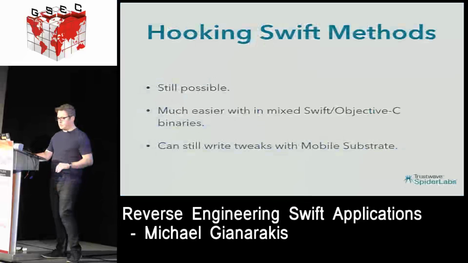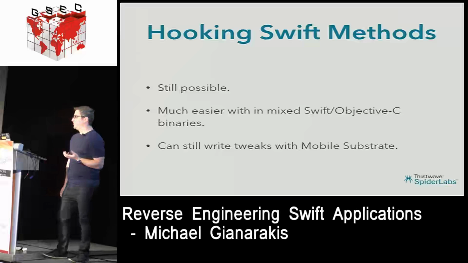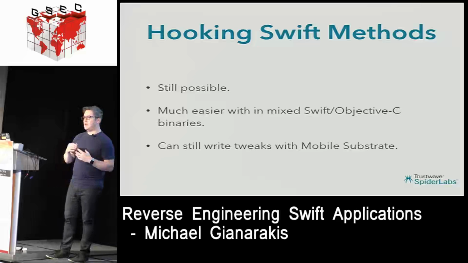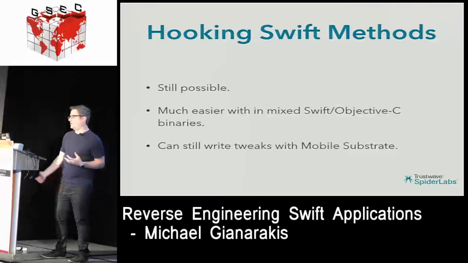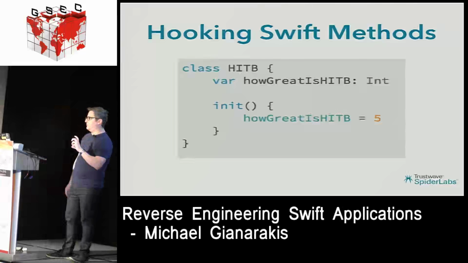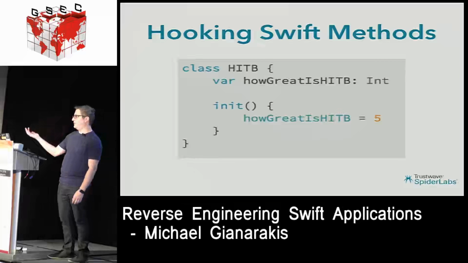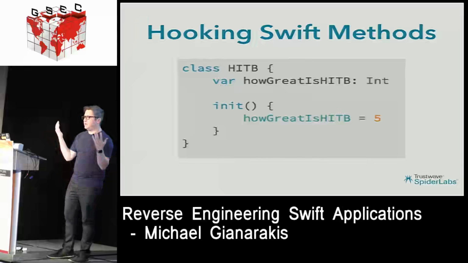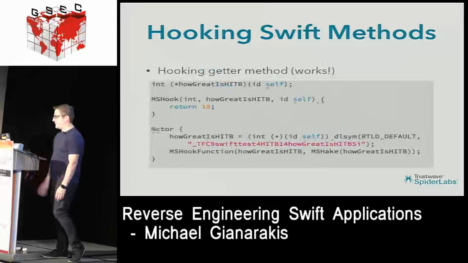So function hooking. Okay, we're not doing too bad. So hooking Swift methods. It's still possible. It's much easier in mixed Swift and Objective-C binaries, and you can still write tweaks with Mobile Substrate. So if you take a very simple class and method, you've got the class here with a property. How great is hack-in-the-box? And the initializer is setting it to 5, but hack-in-the-box is great, so we want to change that and maybe make it more, right?